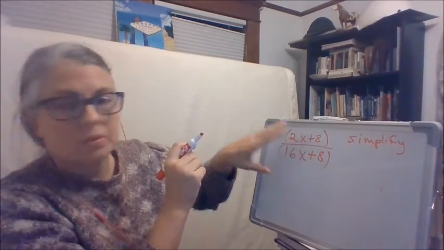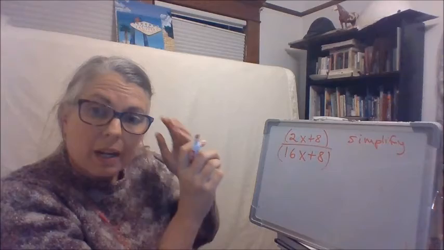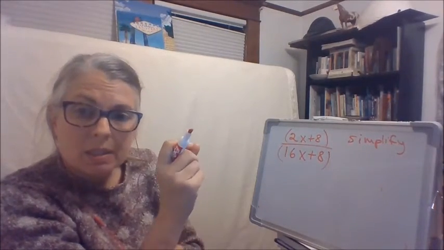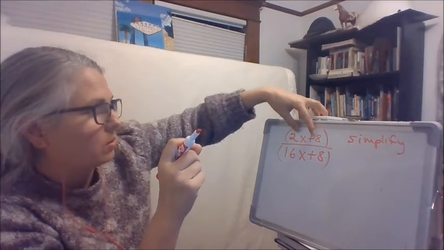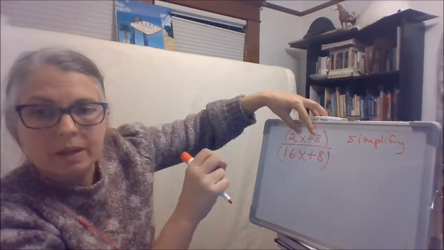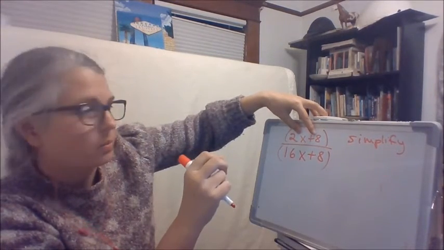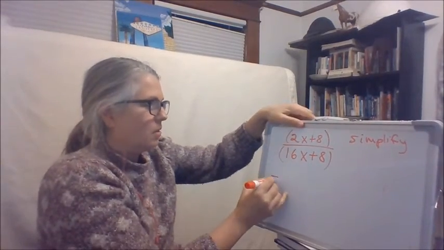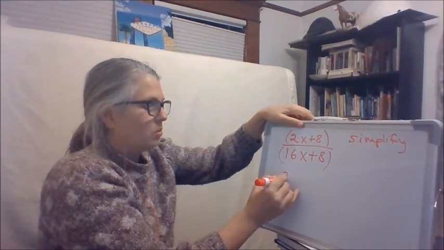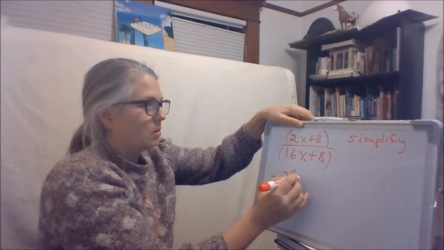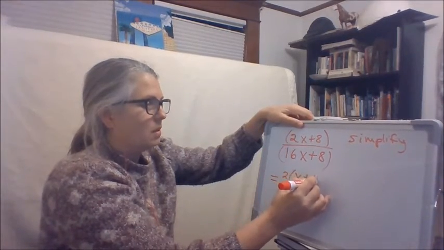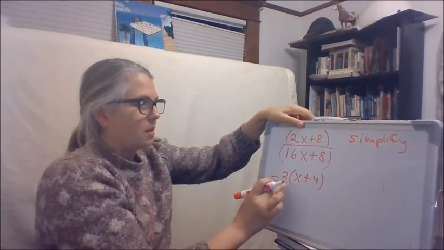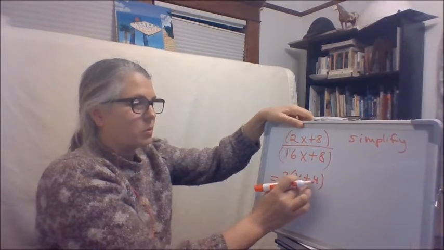So let's factor this. Are there any common factors, meaning something multiplied to something else, common to 2x and common to 8? And there's 2. So 2 goes into 2x and 2 goes into 8. So I wrote 2x plus 8 as 2 times x plus 4 because they're the same, because if I multiplied 2 times x, I get 2x, 2 times 4, I get 8.